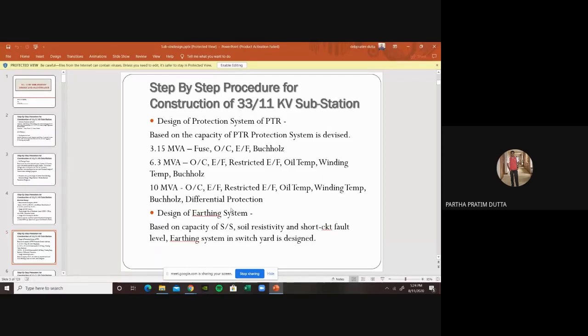So these are basically the protection systems we usually design, and these are all standard. And the zone of this protection system is also standard. So these are all for the protection.